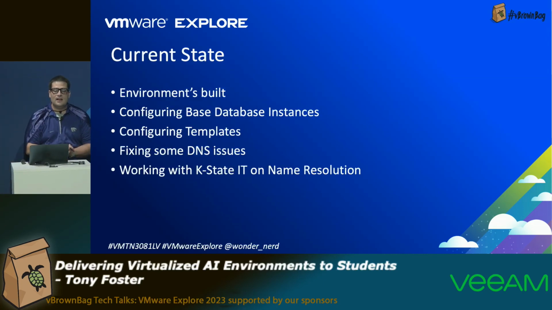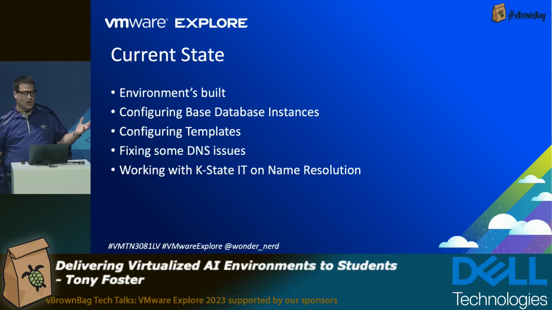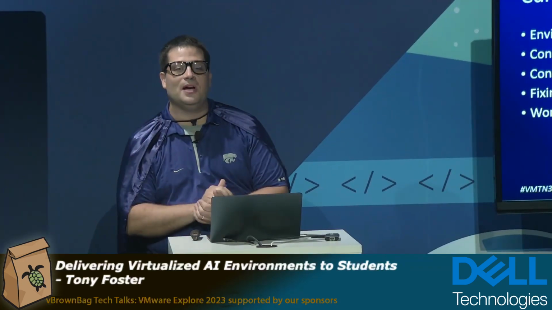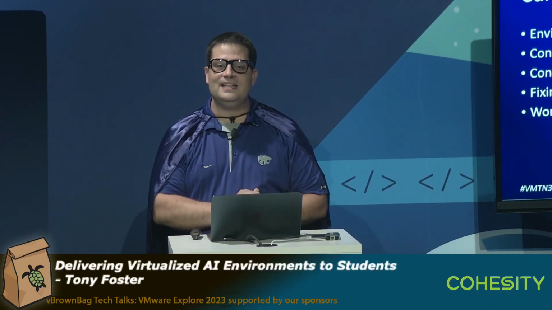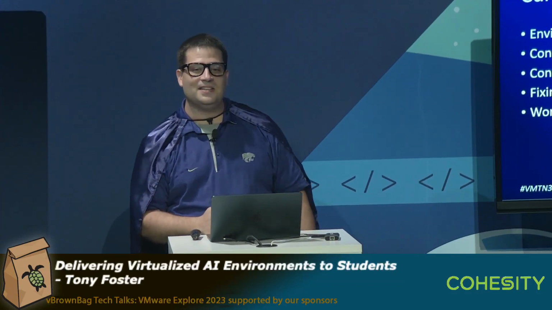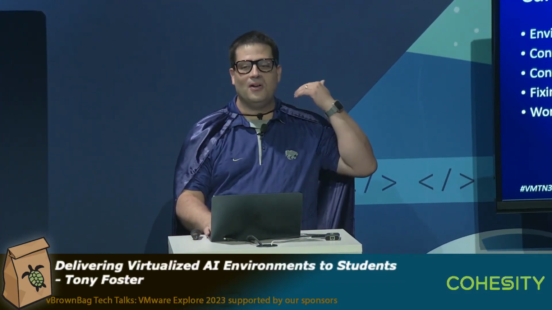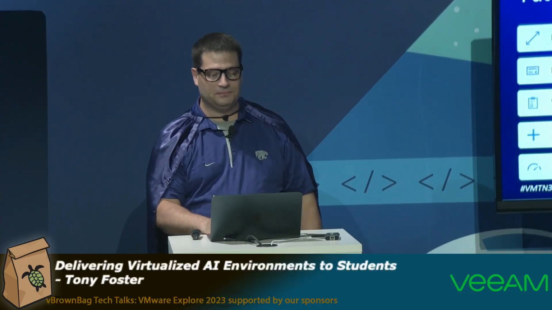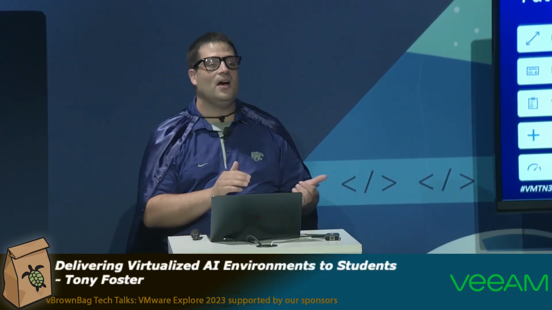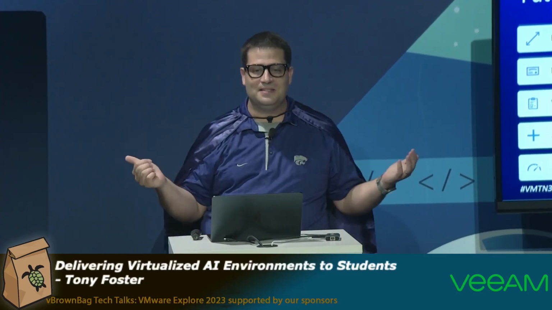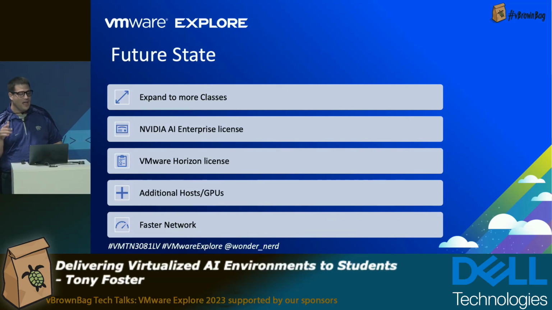So, current state of the environment, it's built, it's working. I have configuration of the base instances to finish up, and getting the teachers to tell me what they want their templates to be. Then I have to get K-State IT to actually give me my DNS entry to let everything out of the firewall so that the students can get to it. Future state, we're going to expand it. AI Enterprise is going to be on there. We'll get VMware Horizon licenses, actual ones instead of the demo, and additional hosts and GPUs to work with.